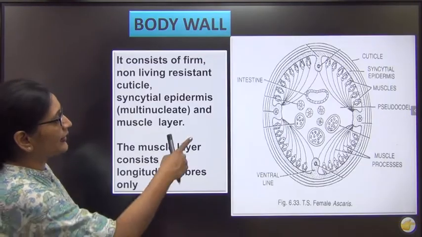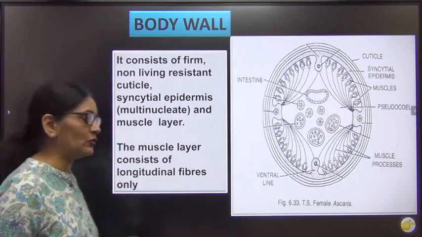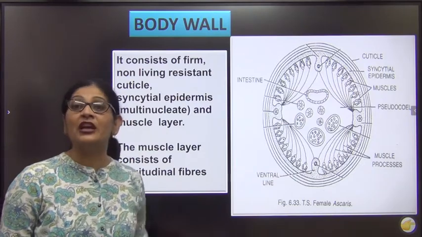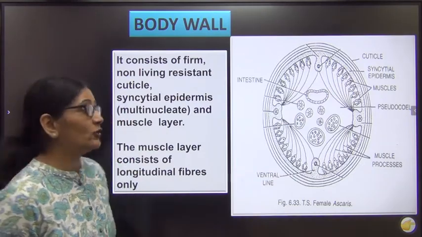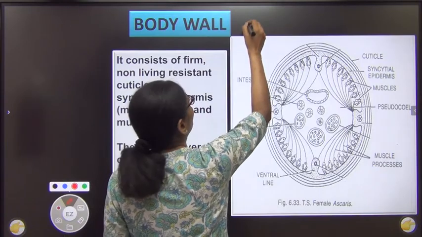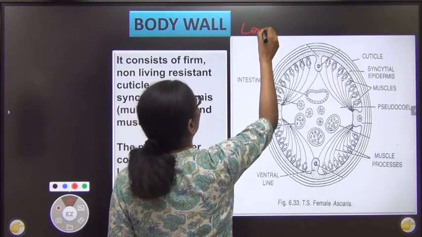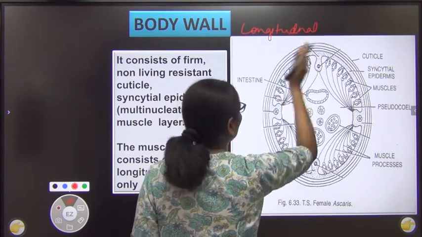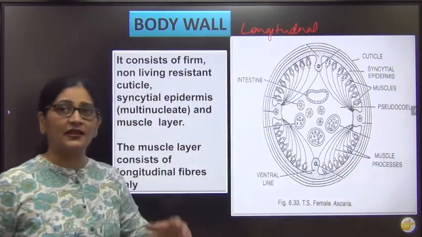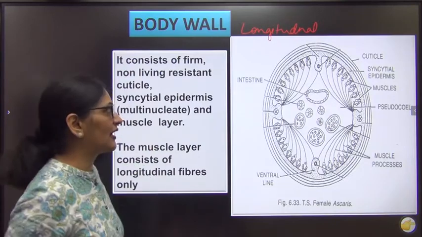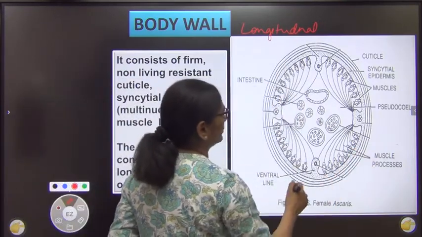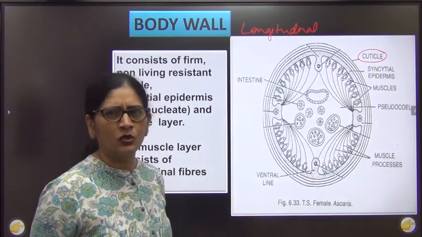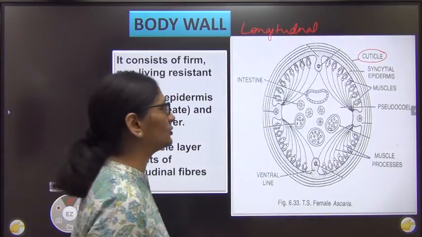Now, if you look at the body inside, I want to show you one more thing. If you remember, I told you that these are the first organisms where muscles have developed, and the muscles developed in them are longitudinal muscles. Now, look at this. If I cut a section of Ascaris, the roundworm, just look at how the body looks. On the outside, they have an exoskeleton made up of cuticle.